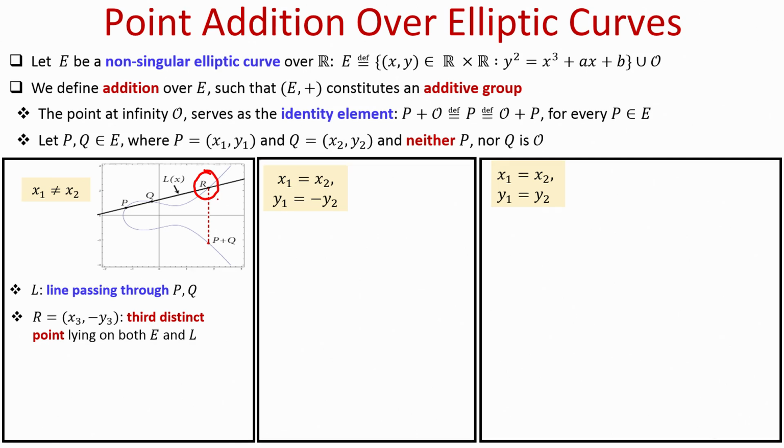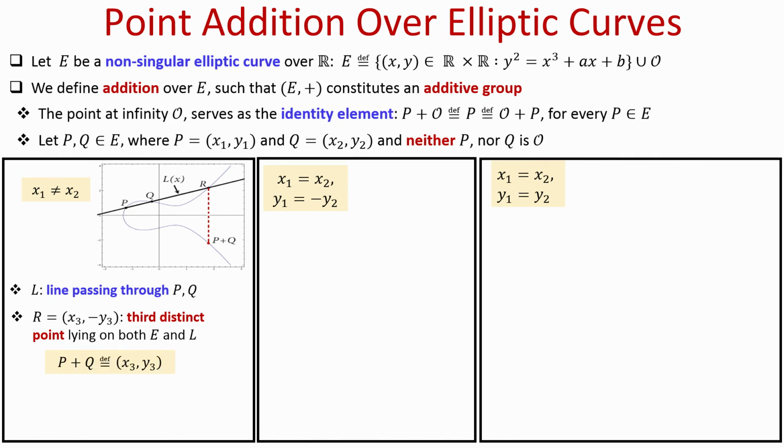In this particular example, in the pictorial representation, the y coordinate of R is actually positive, but that need not always be the case. That is why I am representing it as minus y3, because if for instance your Q had been here, then on passing the straight line through P and Q, it would have met somewhere here, and the y coordinate of R would have been negative. So, irrespective of the case, it is just a notational issue. The third distinct point at which the line intersects the elliptic curve is denoted as R, whose x coordinate is x3 and y coordinate is minus y3.